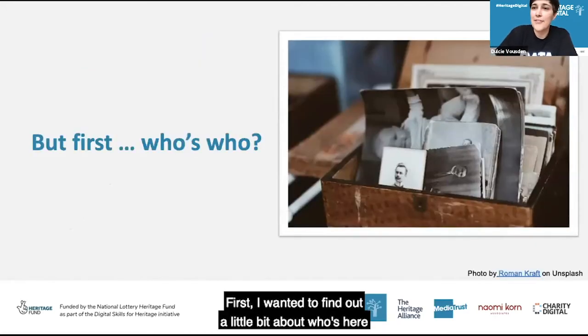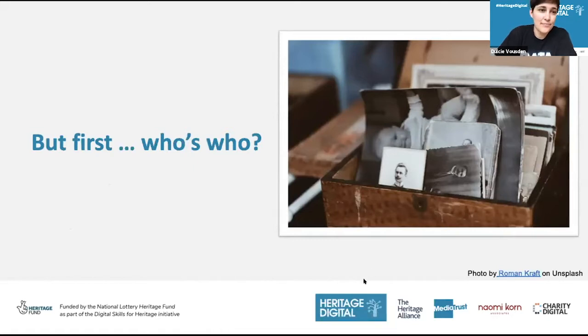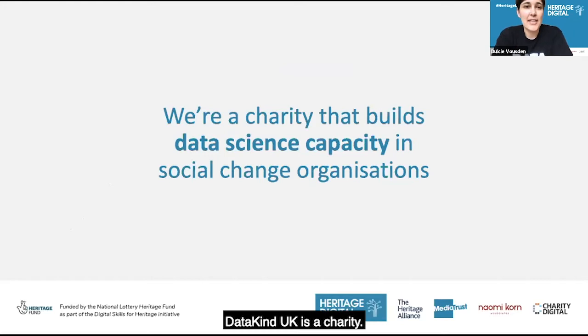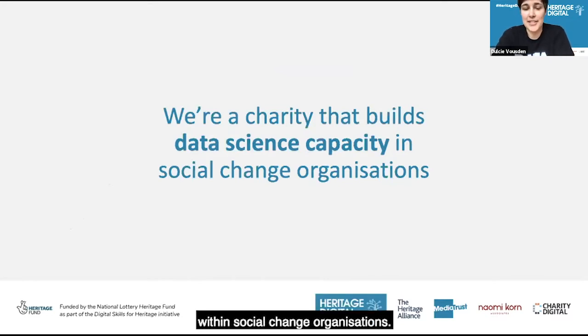So first, I wanted to find out a little bit about who's here and tell you a little bit about DataKind. So DataKind UK is a charity. Our aim is basically to build the data science capacity within social change organizations. And so for us, that includes charities, often service delivery charities, but really any organization working within the social sector. So social enterprises, we often work with local government and organizations like Citizens Advice.